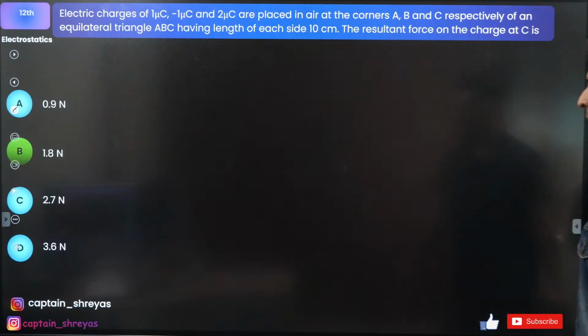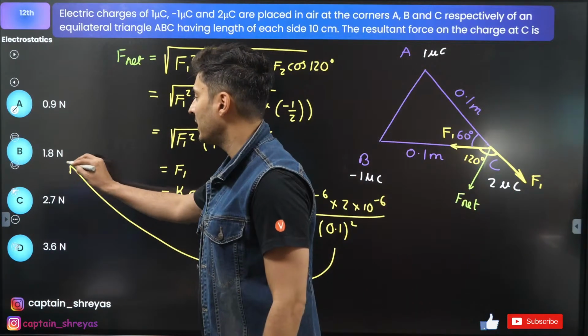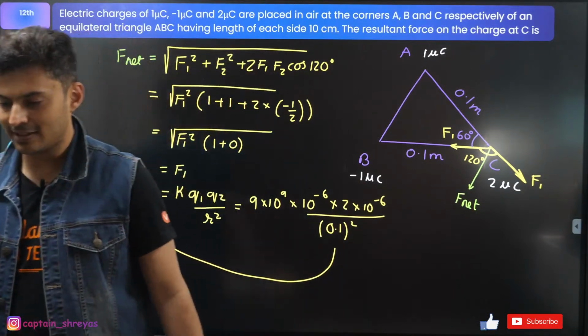Remember that. Okay, cool. So the answer comes out to be 1.8 Newton when you solve this. So answer comes out to be 1.8 Newton. Exactly, Sampath.